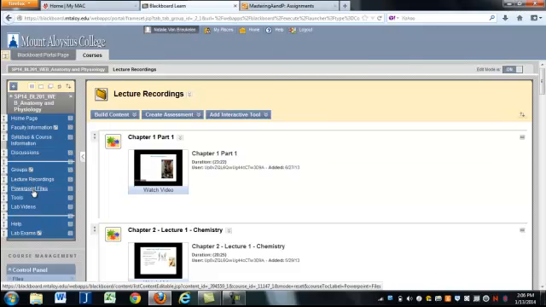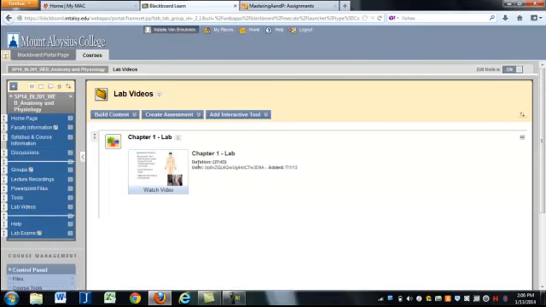In addition to the lecture recordings, there will be lab videos. This is a lab class. Okay, so the lab videos will be videos that go through lab information. Some of them will have PowerPoints with embedded videos. So for this first lab, you will see that there is a PowerPoint lecture with an embedded video to watch.